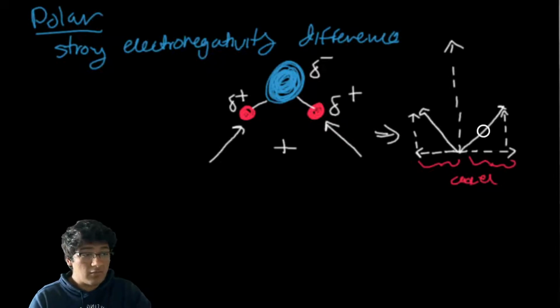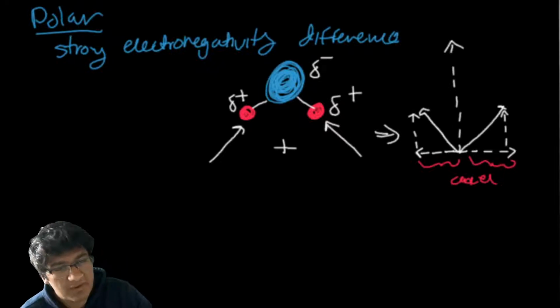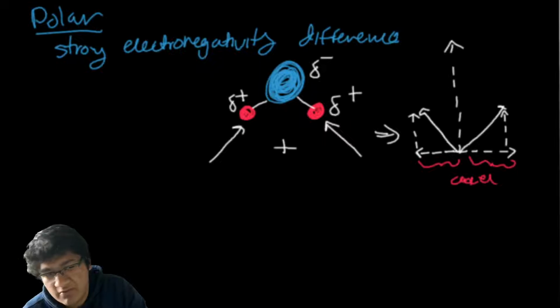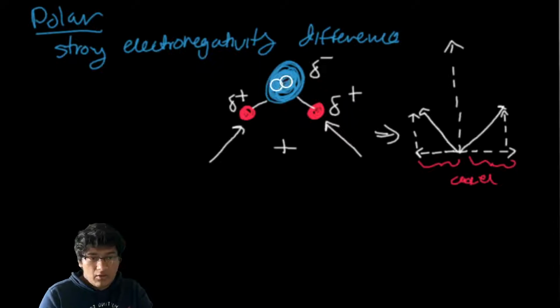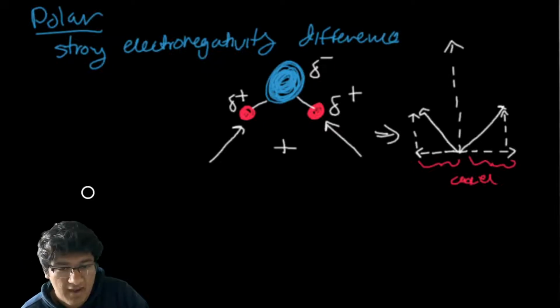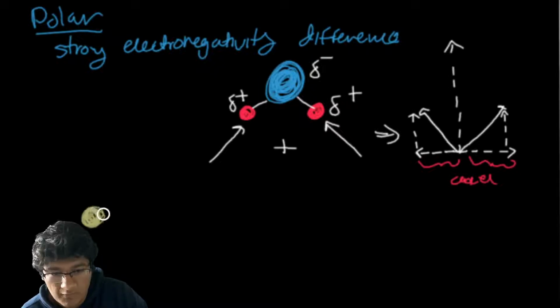So there's an overall charge distribution which is causing this imbalance and a force acting, which makes it polar. Other polar molecules can also be diatomic instead of triatomic. So say we have carbon monoxide. We have a carbon atom over here, and we have an oxygen over here.